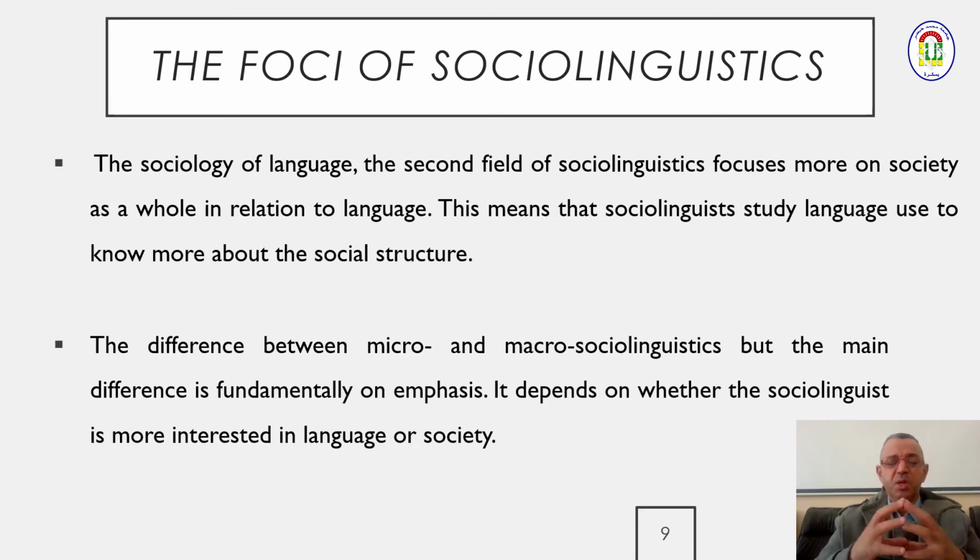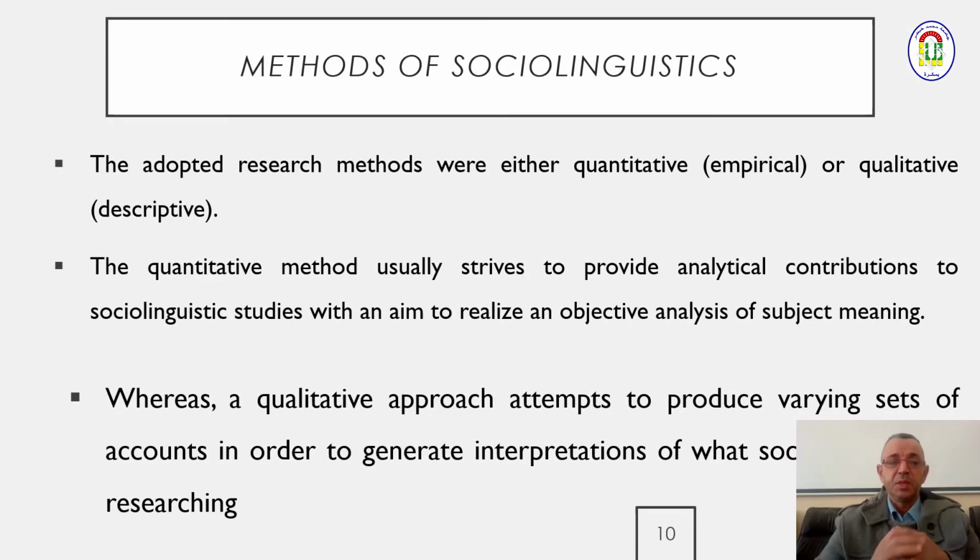When we talk about micro-sociolinguistics, the emphasis and focus is on language structure. Macro-sociolinguistics emphasis is on, let's say, society. So it depends on whether the sociolinguist is more interested in language or society. This is about the first part in this second part of the introduction to sociolinguistics, theme 1, that is the scope of sociolinguistics and the foci of sociolinguistics.